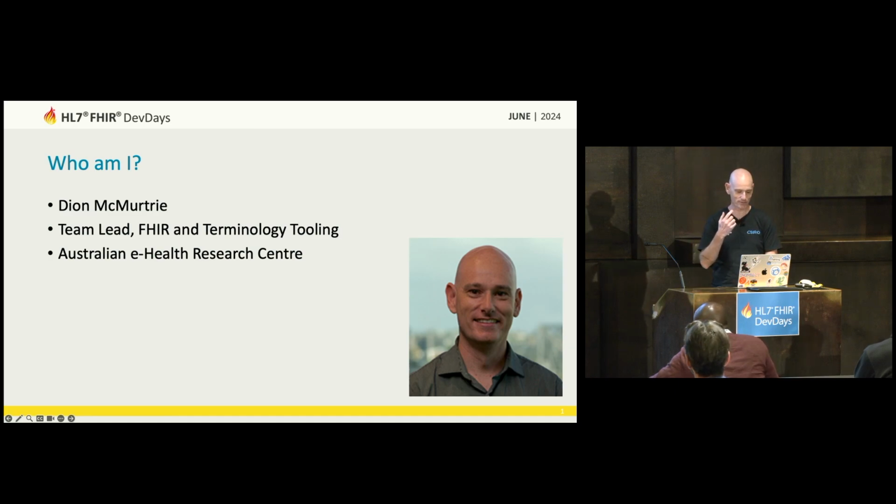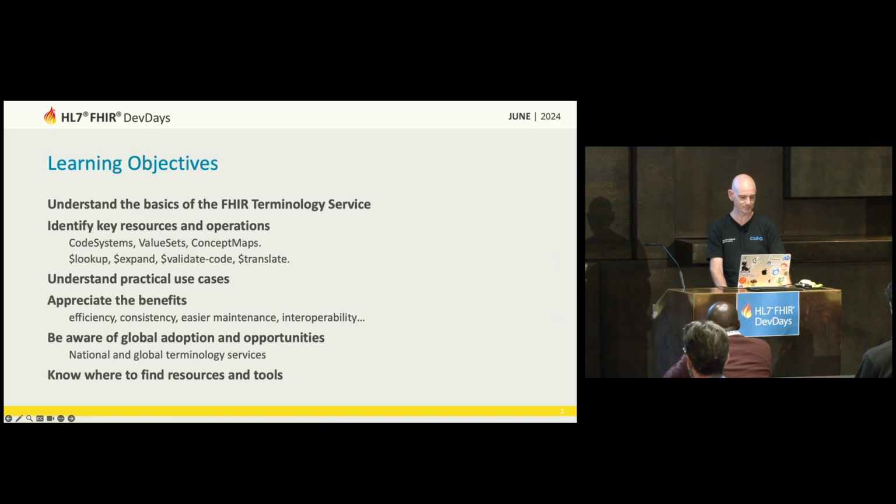I work for CSIRO, which is Australia's science agency, specifically part of the Australian Health Research Centre, and probably known in this circle for OntoServer and those terminology services, but also John, who was just talking before about AI. We do a whole bunch of research.